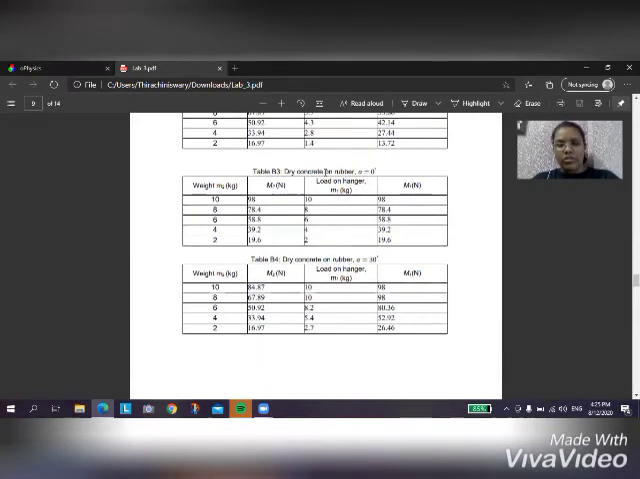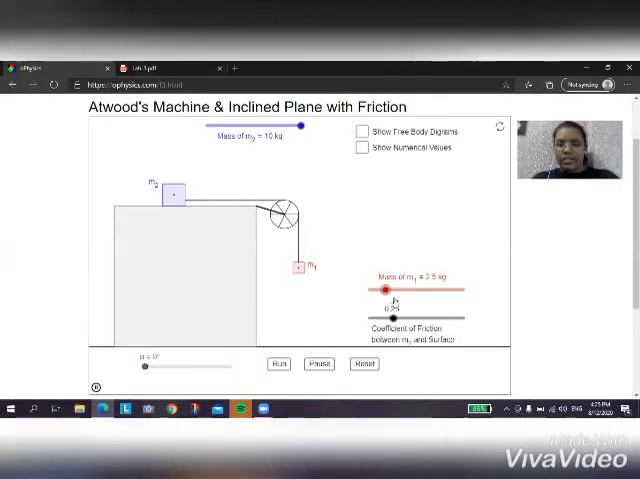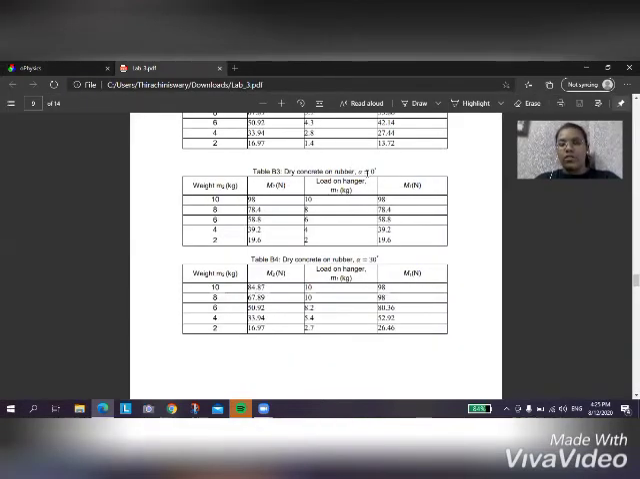Now, on dry concrete on rubber, I need to set the coefficient of friction to 1. The mass of M2 is 10 and the mass of M1 is 10. Let me run. It is not moving. If I decrease it a bit, it's still not moving. It is quite difficult to move on rubber concrete. That is why the values of M2 and M1 are the same.